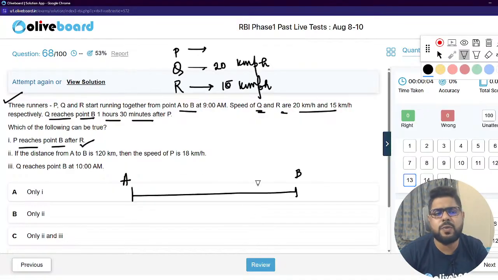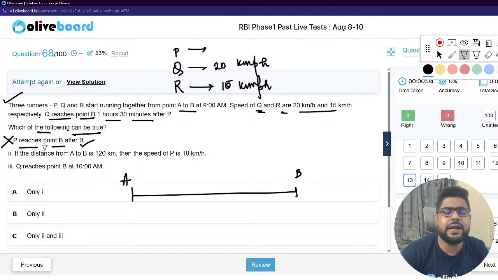No, sir, that's not possible. Which of the following can be true? So this absolutely cannot be true. Why? Please understand. Q has a higher speed, so Q will definitely reach before R.